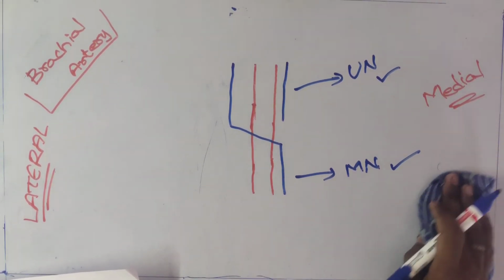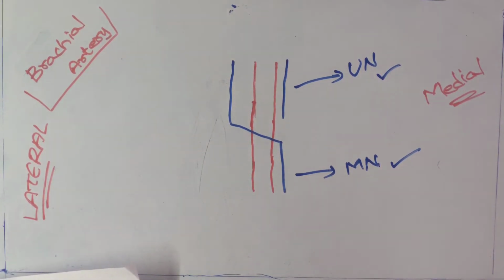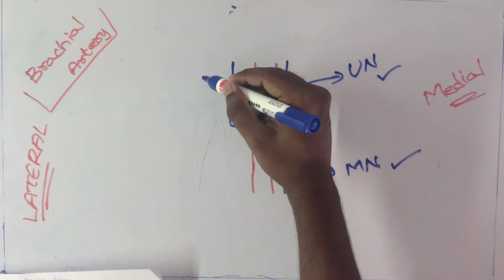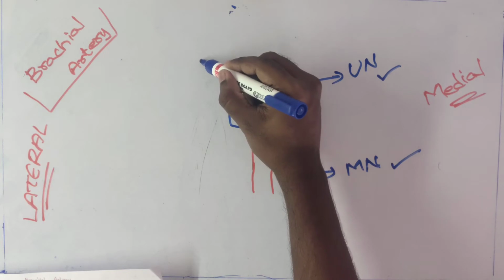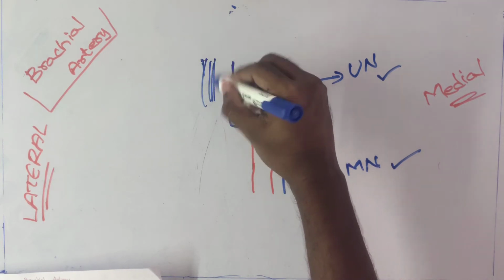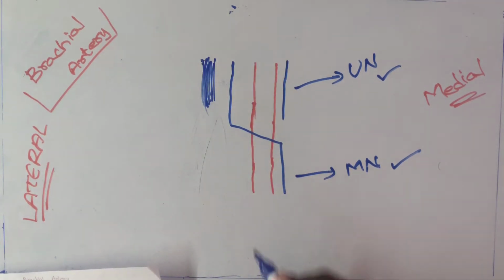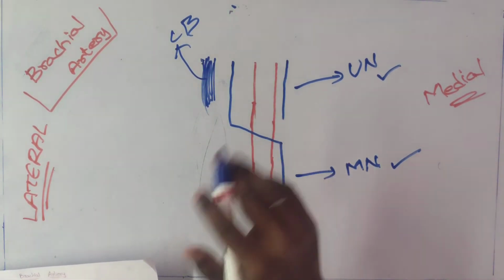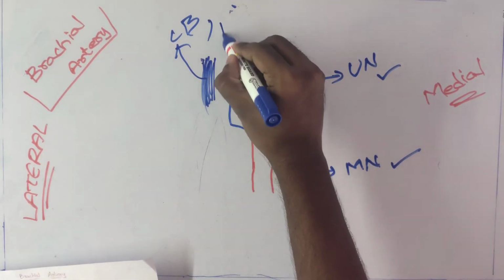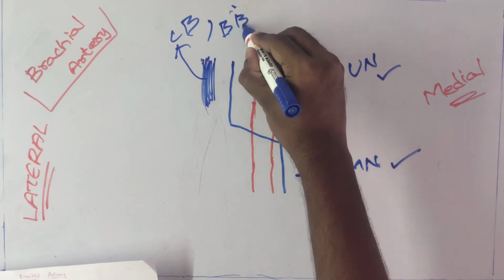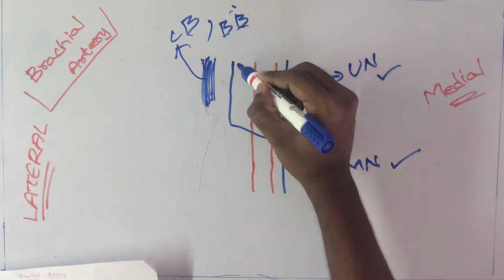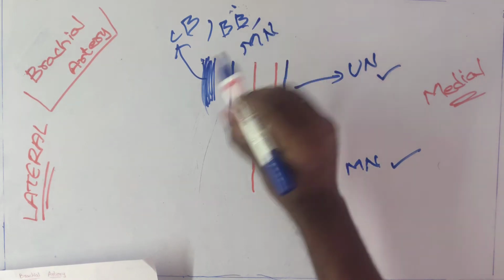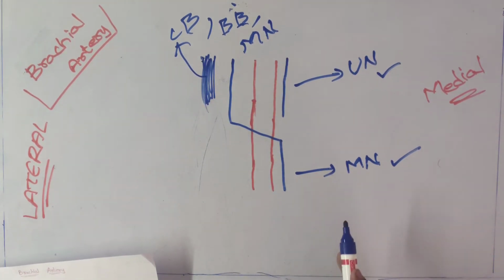Next, coming to the lateral surface. At the upper part, it is related to the coracobrachialis. See, here we can see the coracobrachialis muscle. It is the upper side, and biceps brachii muscle, and median nerve. Okay, I repeat again: coracobrachialis, biceps brachii, and median nerve.